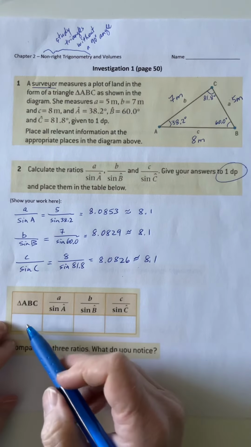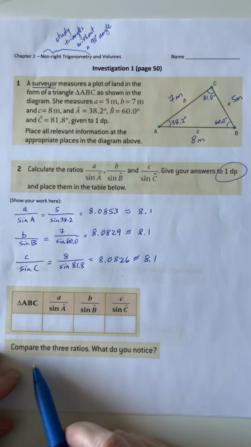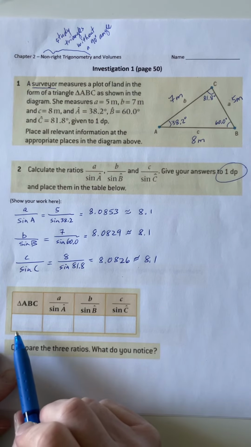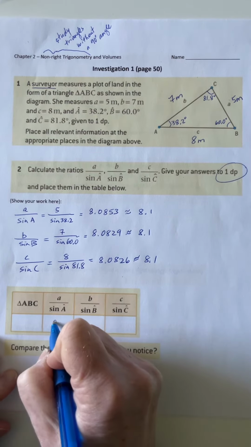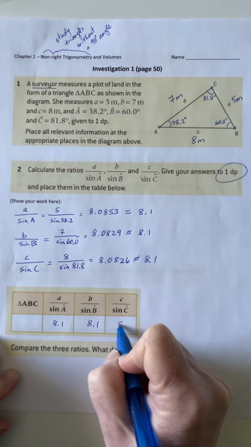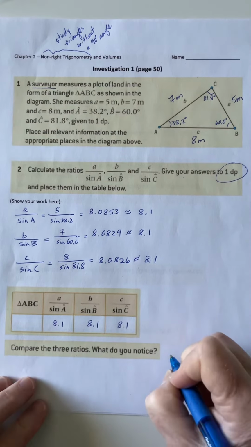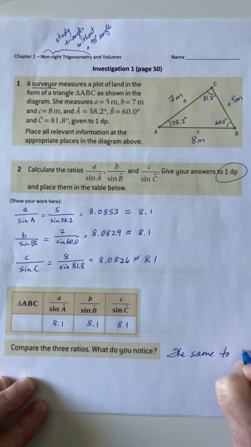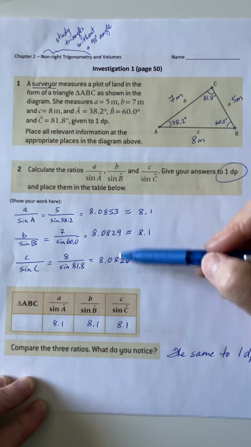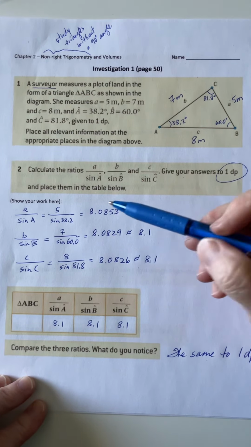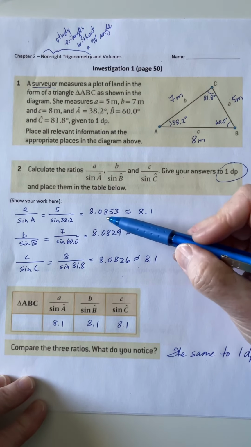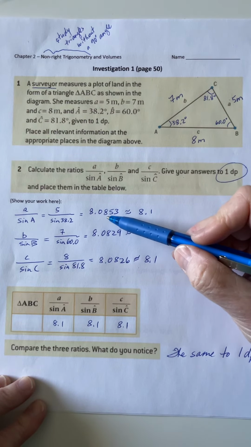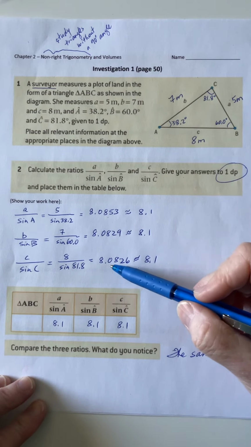Okay, now, next part, triangle ABC we have here. We're just going to compare the 3 ratios. What do we notice? We're going to write them here. Okay, we have 8.1, 8.1, and they were all equal to 8.1. They're all the same to 1 decimal place, right? If we go back and look at our values, they're not actually the same to this many decimal places. They're not even the same to 2 decimal places, because this would round to 8.09, 8.08, 8.08.